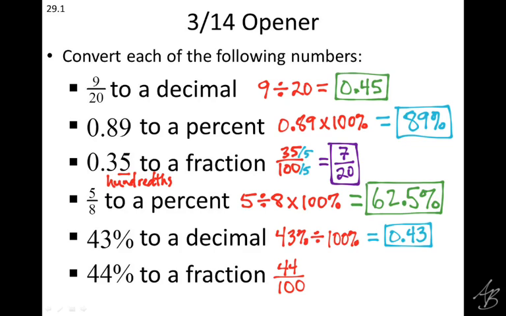What goes into 44 that also goes into 100? 2. Remember, these should be pretty easy because all we have to check is 2 or 5, and we can check those pretty quickly. 44 divided by 2 is? 22. And 100 divided by 2 is? 50. Can I reduce that? Yes. Divide by 2 again. 22 divided by 2? 11. 50 divided by 2? 25. Can I reduce that?